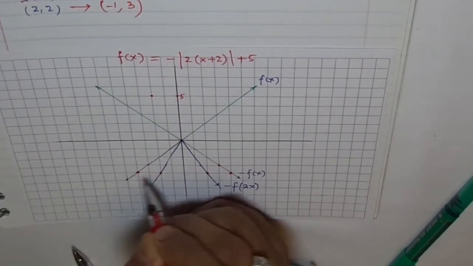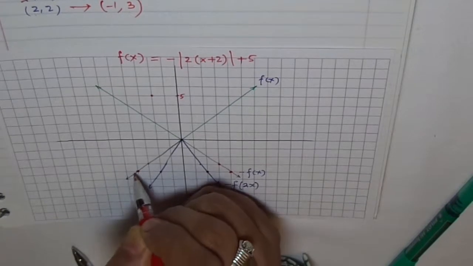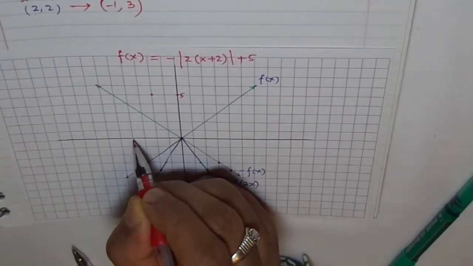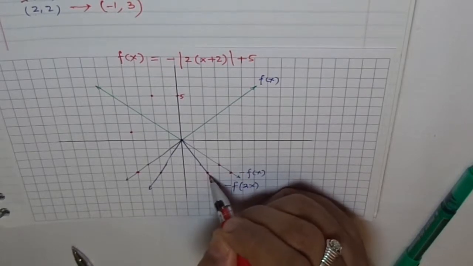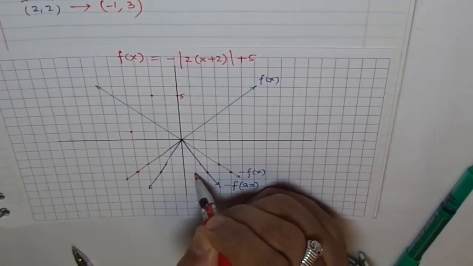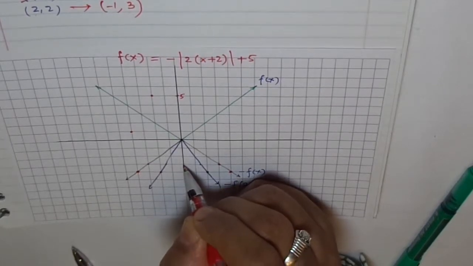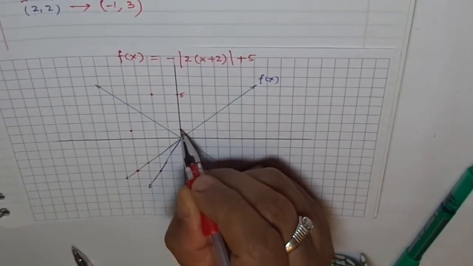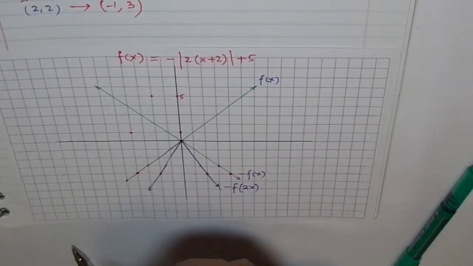So we'll go 2 units left, 1, 2, and 5 units up. 1, 2, 3, 4, 5. There we go. This point, 2 units left, 1, 2, 5 units up. 1, 2, 3, 4, 5. There you are. So once we have these points, we can join them.